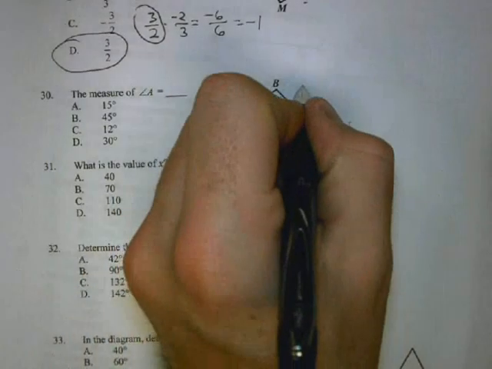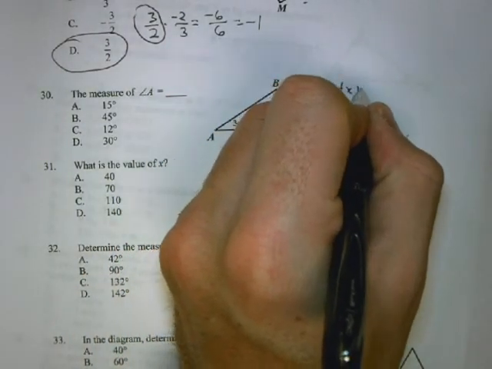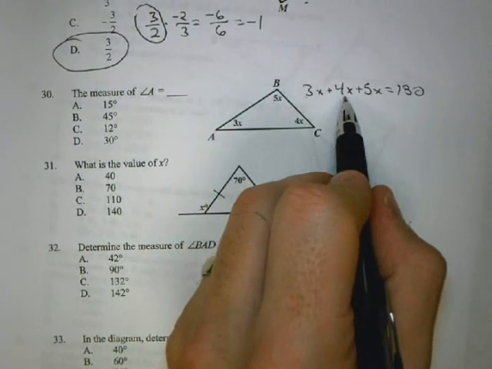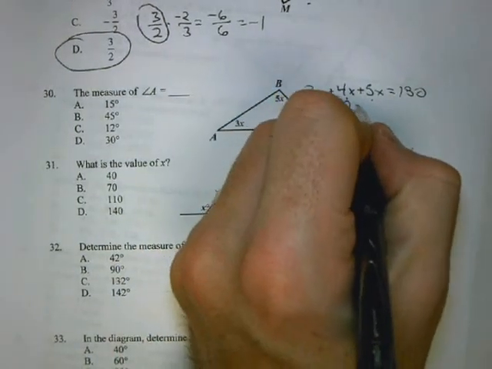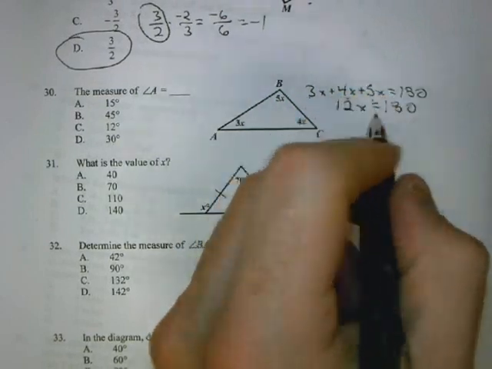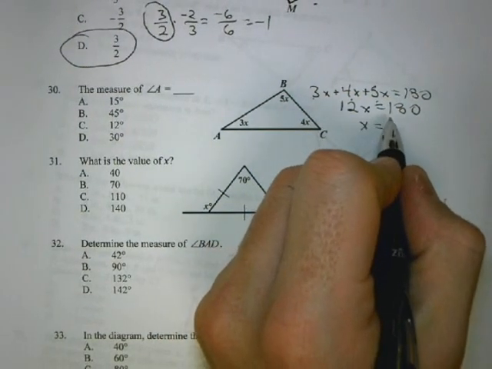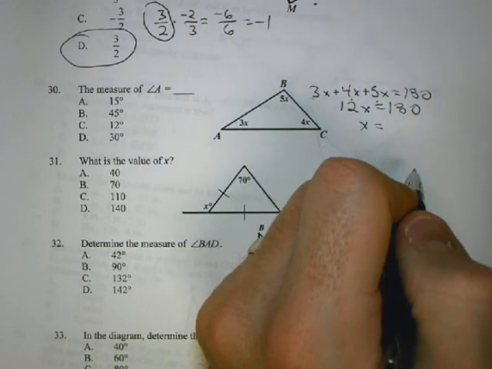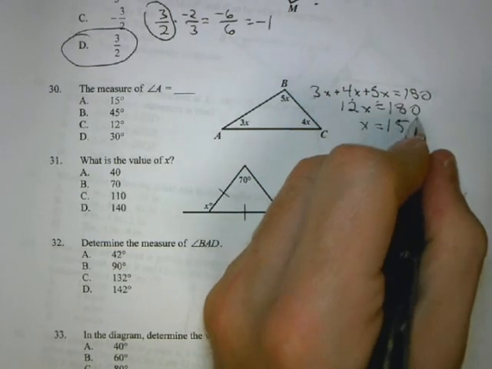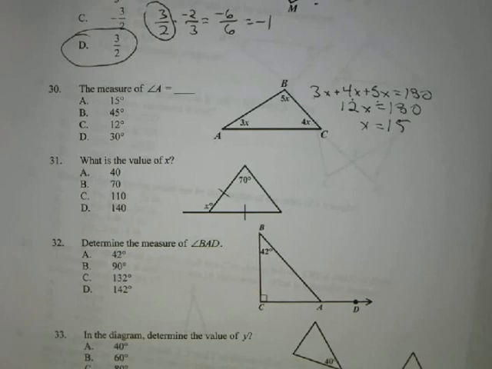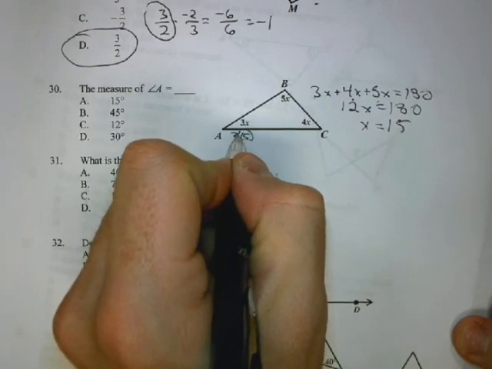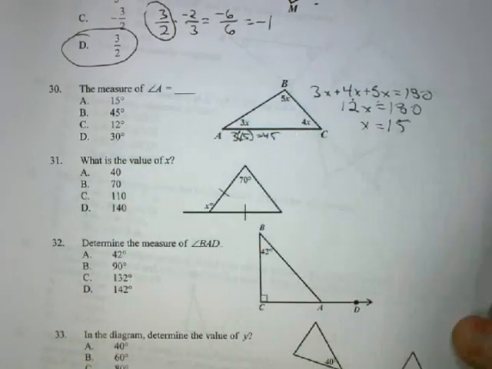Okay, number 30, we have values for each angle, and it's angles inside a triangle. We need to find the measure of angle A. We need to use the fact here that 3x plus 4x plus 5x equals 180. 3x and 4x is 7x, plus 5x is 12x. 12x equals 180, divide by 12, and it looks like I get 15 for x. Not what I'm looking for, though.